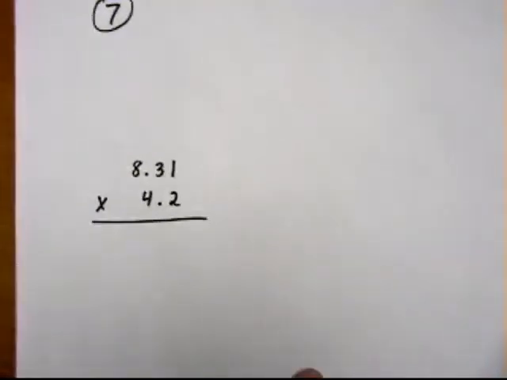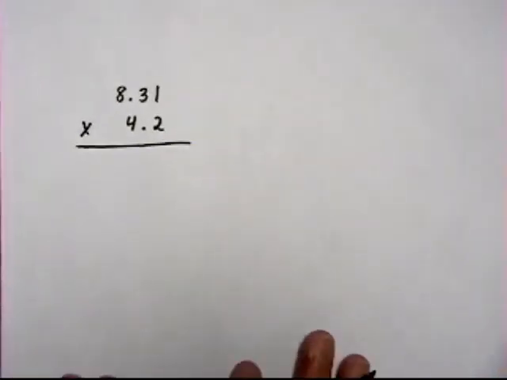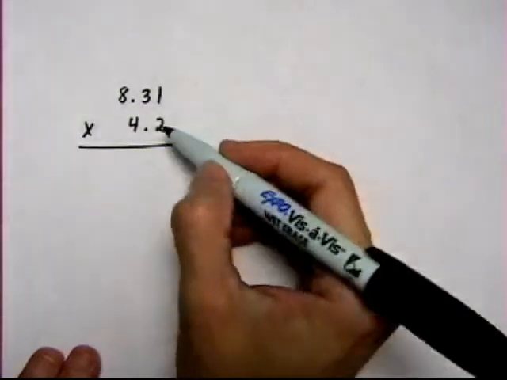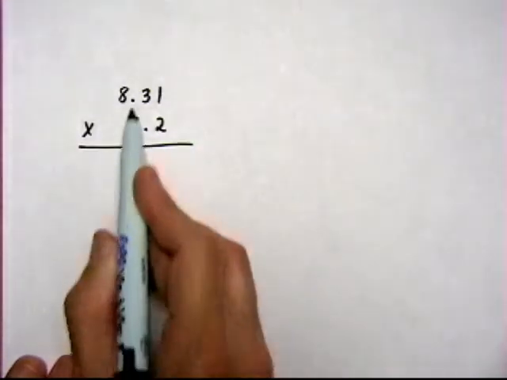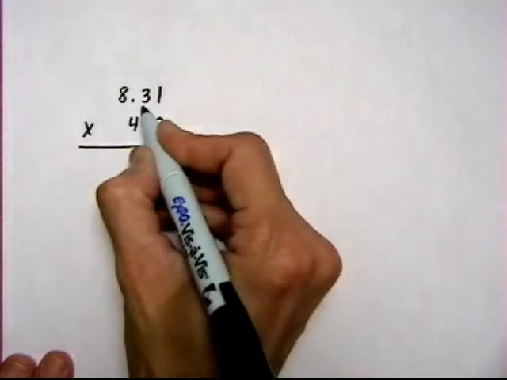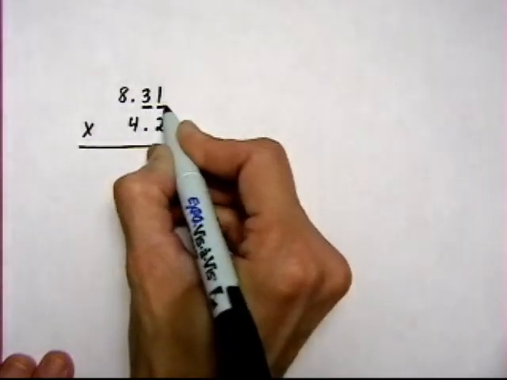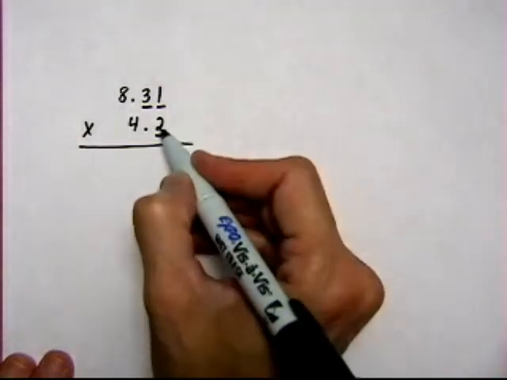And the last one we've got 8.31 times 4.2. So again, I'm going to ignore the decimal points, and notice that they're not lined up like they would be adding and subtracting. We're just going to ignore them, and then we'll make sure the final answer has 1, 2, 3 decimal places in it. So we start with the 2.